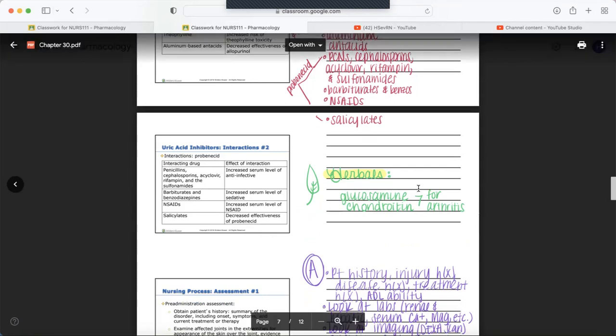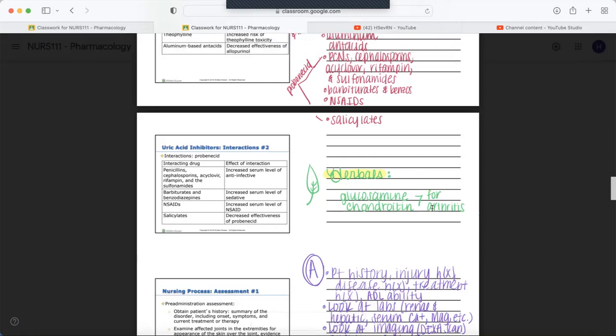There are a couple notable herbals for this class that work really good for the musculoskeletal system and associated disorders. Glucosamine and chondroitin are really great for arthritis, and both are naturally derived. They're herbal medication. You can get them over the counter at the pharmacy in the herbal department. They're going to be really good for decreasing inflammation related to arthritis.